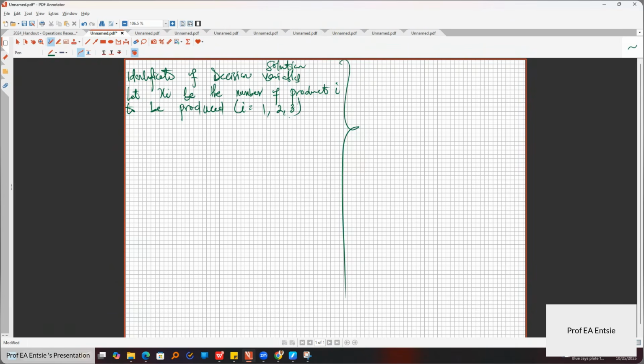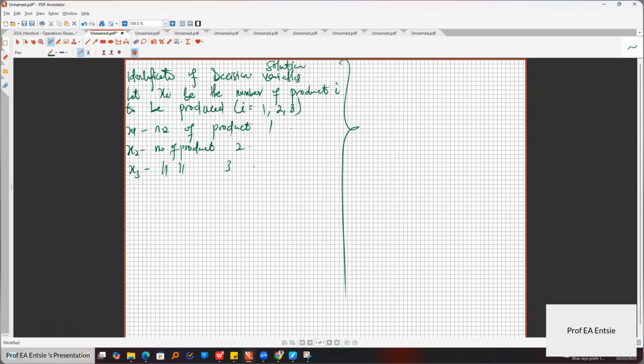So x1 is the number of, because I already said xi, so x1 is the number of product one. x2 is the number of product two. Then x3 is the number of product what? Three. In that manner. Alright, so this is the decision variable.